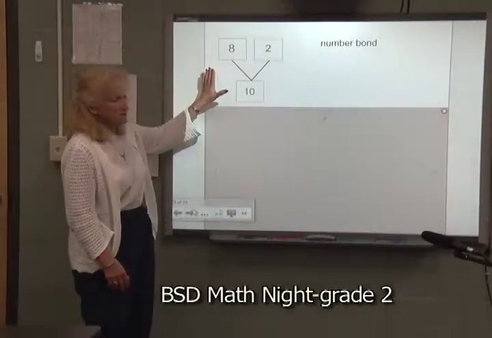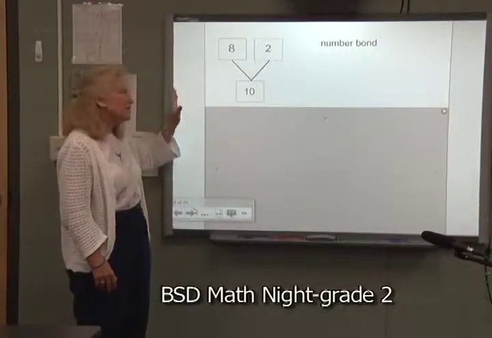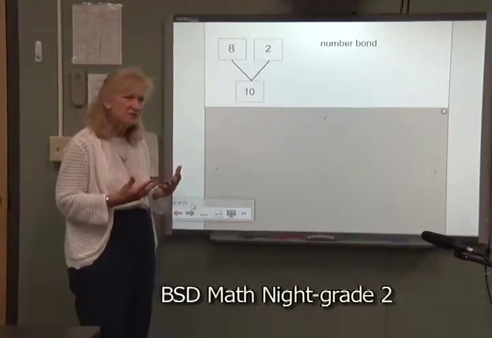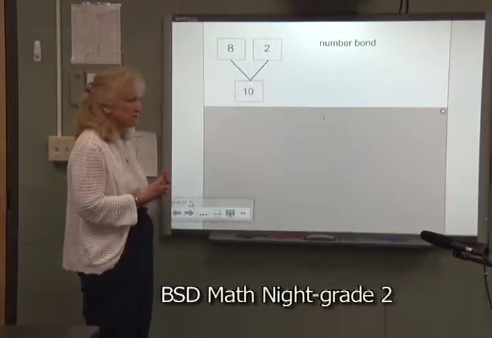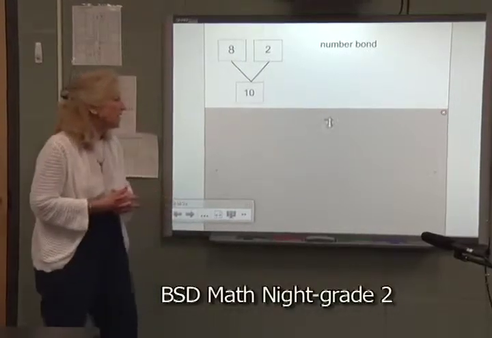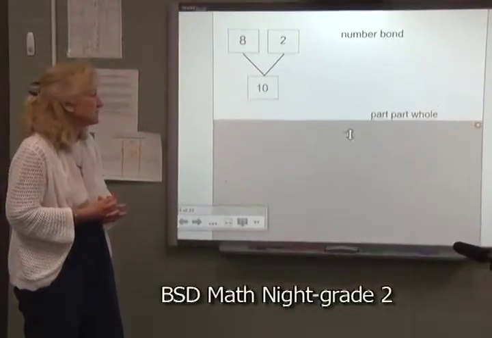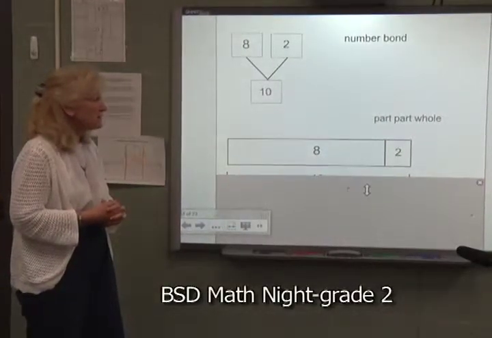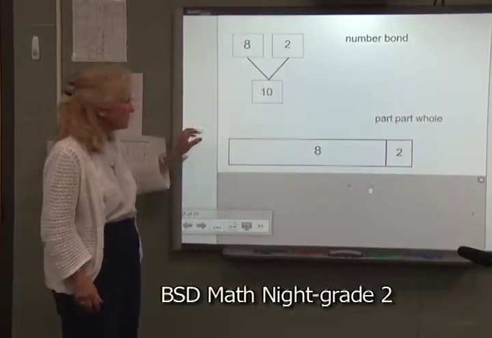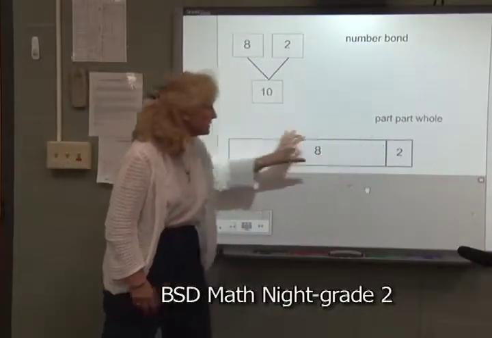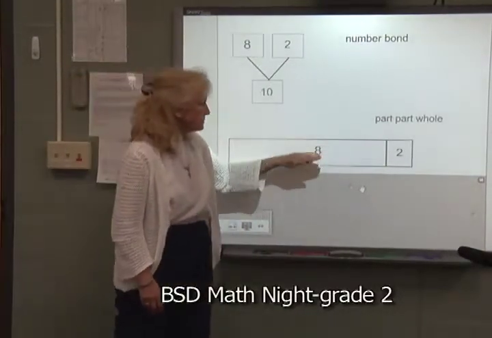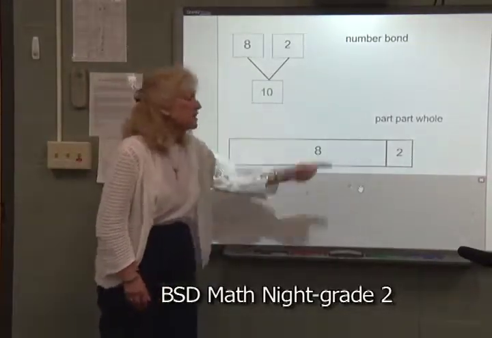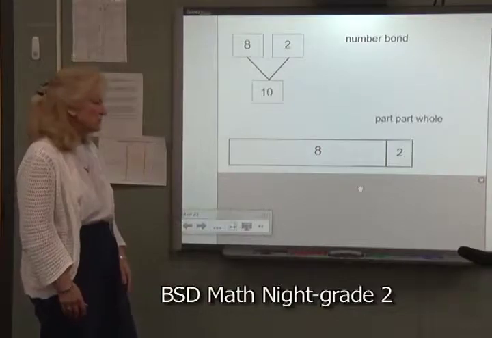The number bond doesn't allow us to work with the magnitude of the number, magnitude being the size of the quantity and that kind of comparison. So Sally, let's take a look at how we can help students with this. This type of model is called a part-whole model. The entire quantity is 10. The 2 parts, 8 and 2. See the size of the 8 and the size of the 2? That's the magnitude of the number.